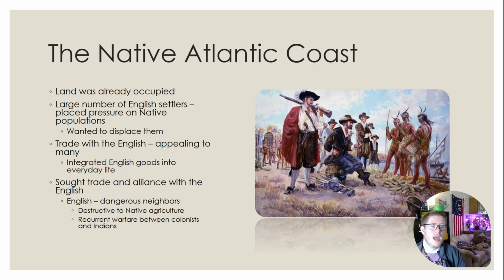So a little bit on the native Atlantic coast, prior to European, specifically English, arrival. The land was already occupied. A lot of early English historical narratives claim that there wasn't anybody there, just these barbarians. No, there were actually full-blown civilizations and groups of people that already lived there. And as more and more English settlers arrived, that placed pressure on native populations. English settlers wanted the natives to leave. They wanted them gone so they could take their land.